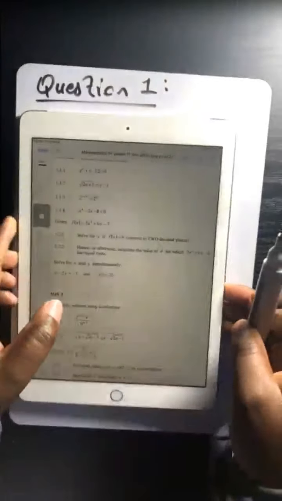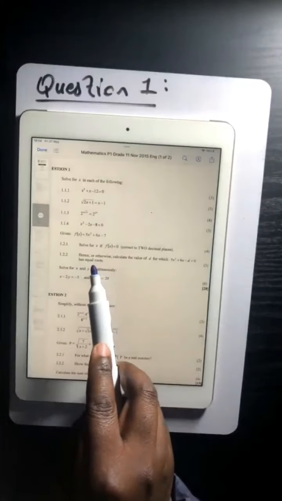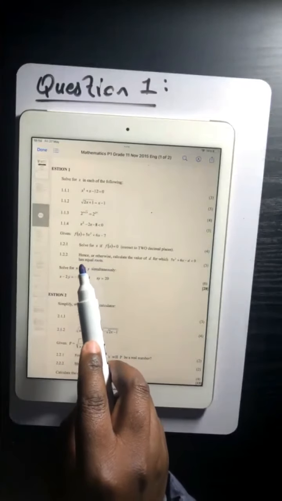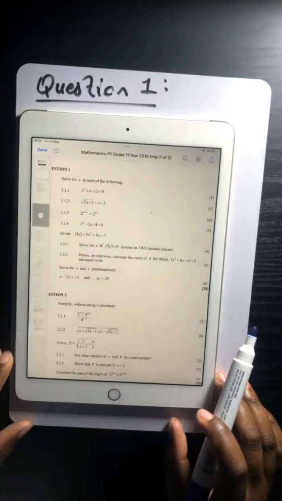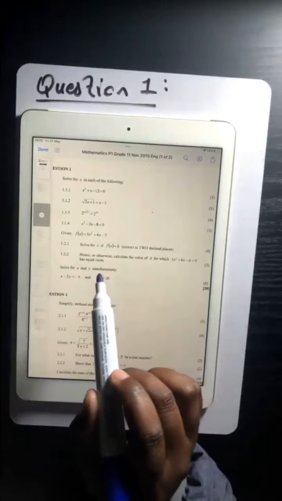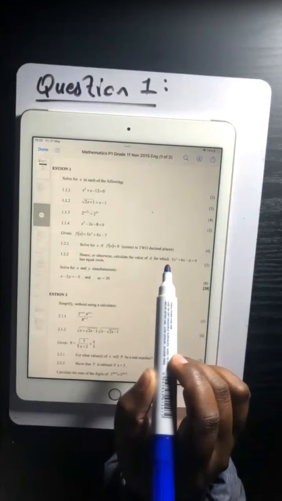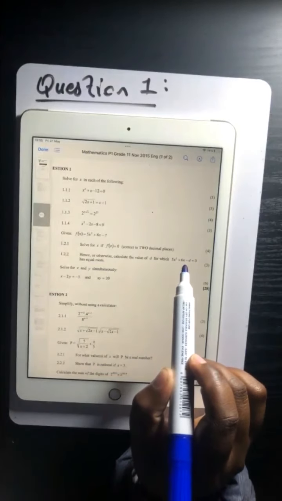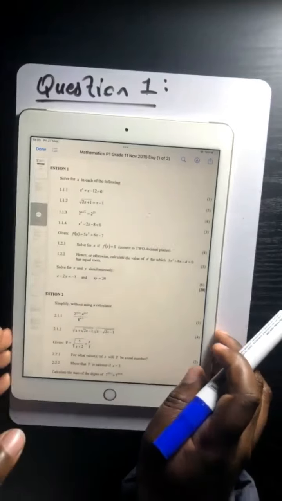So let's quickly check what other questions we have. So they say hence. The moment they say hence, the word hence simply means refer to the previous correct answer. So make sure to get it correct, because if you get it wrong, then even this question is going to go wrong. So: hence or otherwise, calculate the value of d for which 5x squared plus 6x minus d is equal to 0 has equal roots.